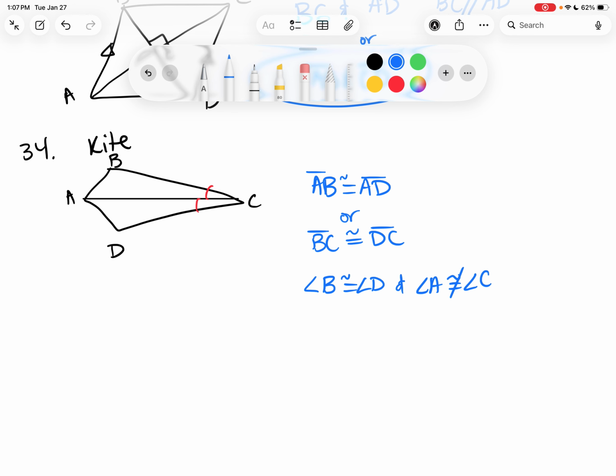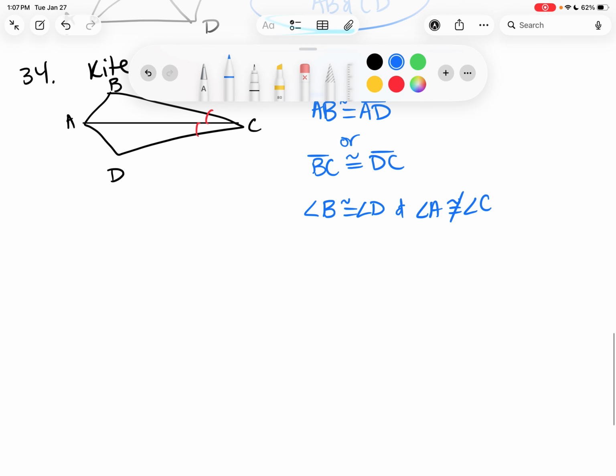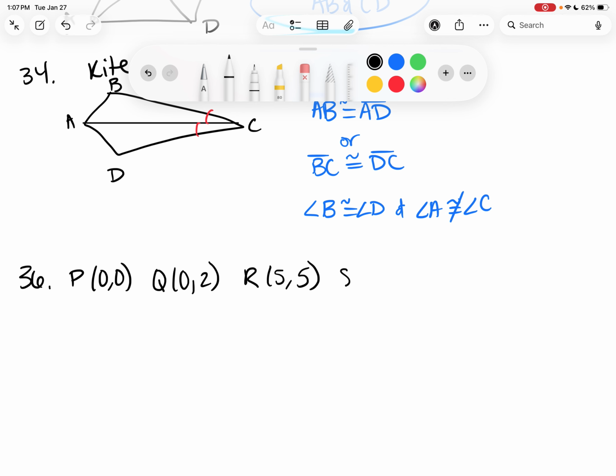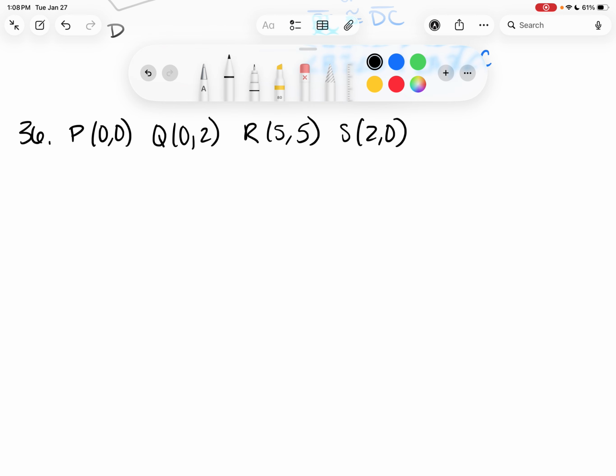All right, the last step in this section are the ones determining what the shape is based on what you're given. So we may not do all of these because obviously we had done them on the quiz, but let's start with 36. They give us the points (0, 0), (0, 2), (5, 5), and (2, 0). So what's the first thing I should do?